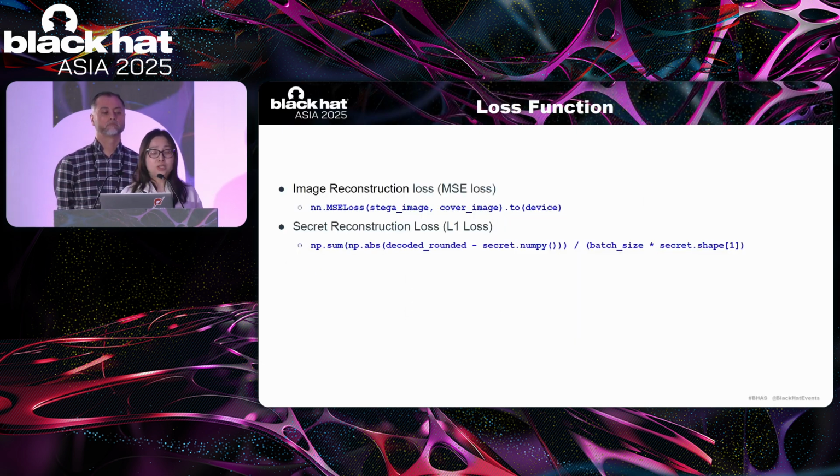We have the encoder and decoder. We have to utilize the loss function to get our training quality. We utilize the mean square error to quantify the image reconstruction loss, and we use L1 loss to quantify the secret reconstruction loss.